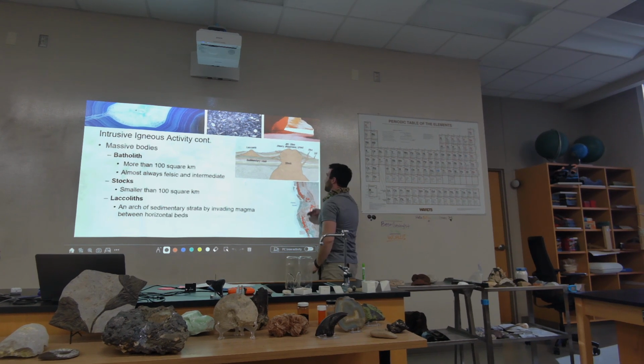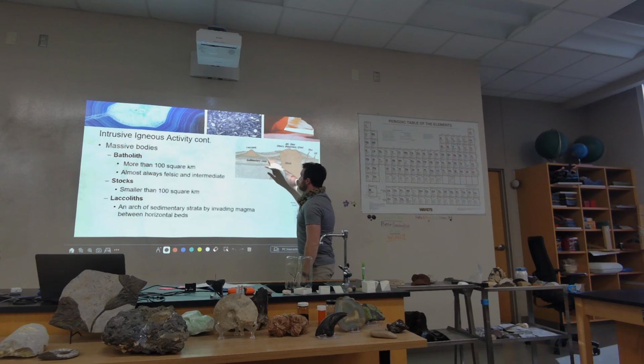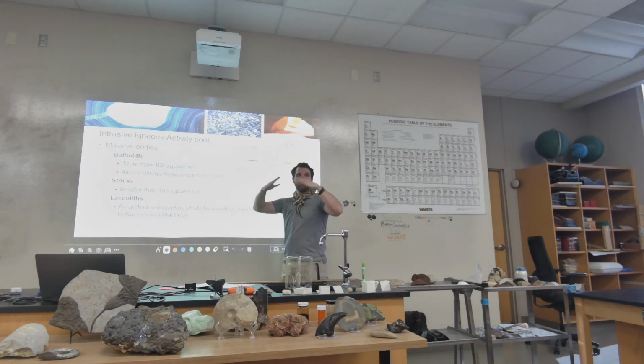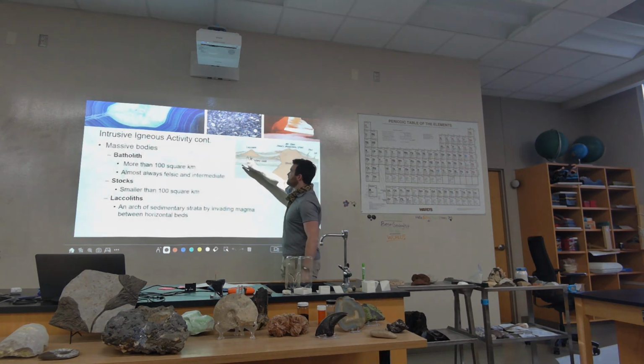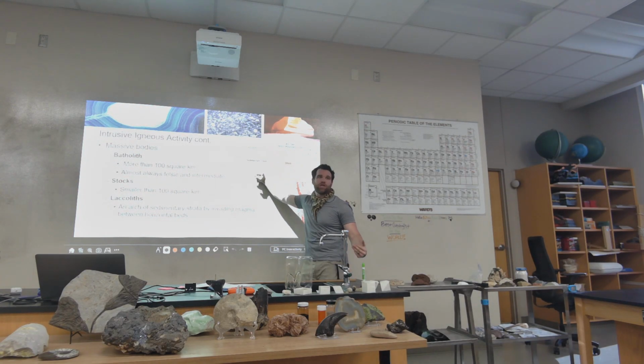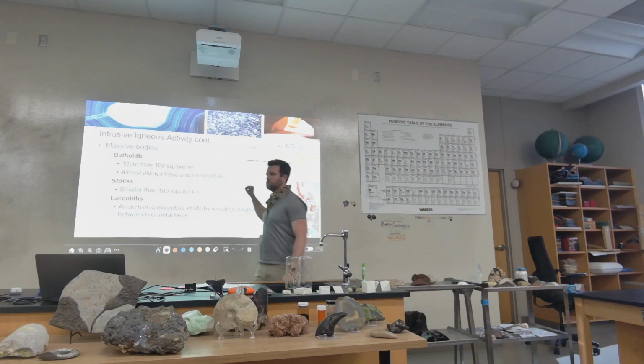When a sill or a dike separates from a batholith or a stock and makes a separate chamber off to the side that pushes the layers of rock above it upward, kind of shoves them upward as it's making space for itself, we call that a laccolith. Think of that as like a side chamber, so to speak. Okay? So these are your massive intrusive bodies.